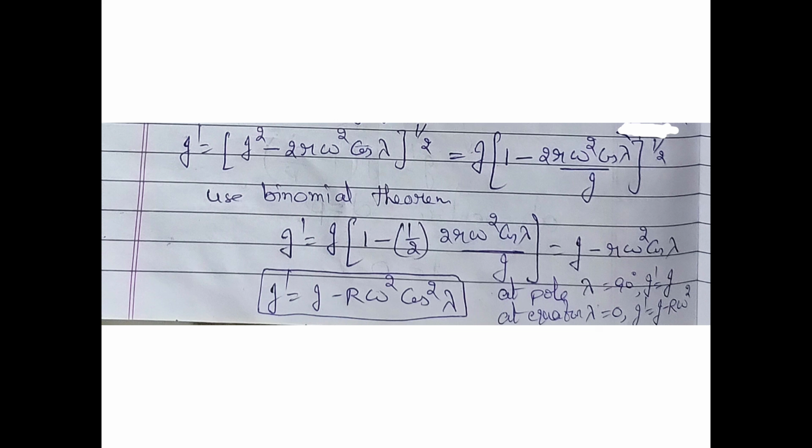At the pole lambda is 90 degrees, so g dash is equal to g, that is, no variation is observed at the pole, meaning a lesser effect of rotation or latitude is observed at the pole, whereas at the equator lambda is 0, which gives g dash equal to g minus R omega square. So acceleration due to gravity is lesser at the equator than at the pole.